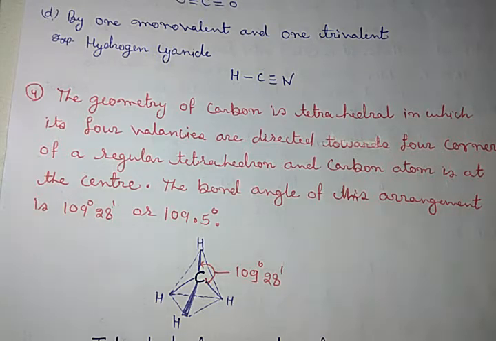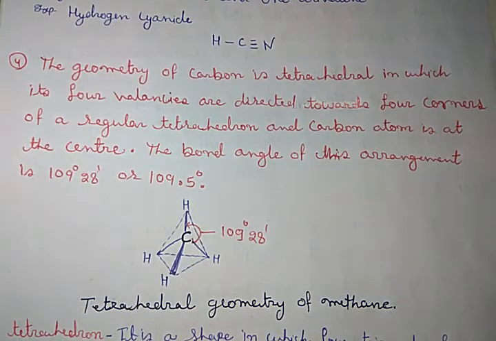Geometry of carbon. The carbon geometry is tetrahedral. The regular geometry of carbon is tetrahedral, in which its 4 valencies are directed towards 4 corners of a regular tetrahedron, and carbon is at its center. The bond angle of this arrangement is 109 degree 28 minutes, or we can also say 109.5 degree.